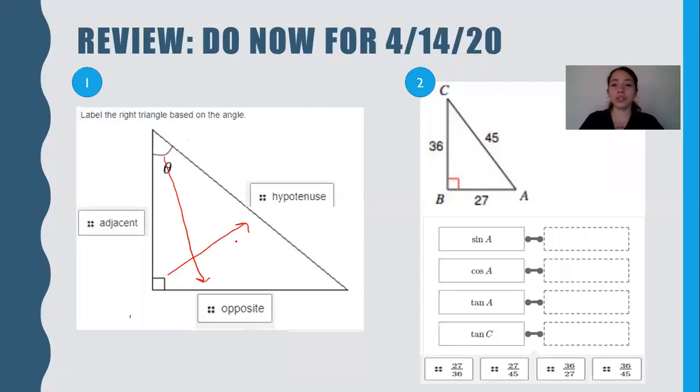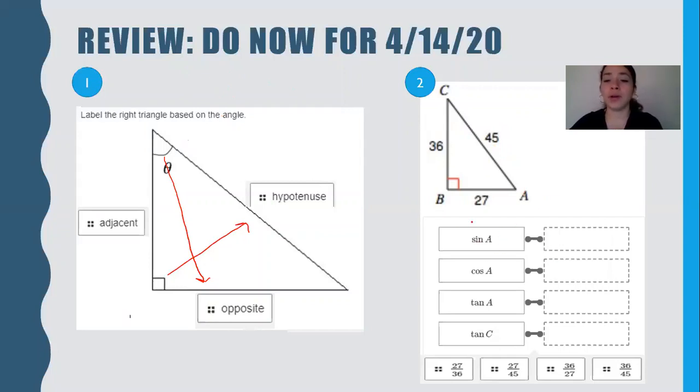Now, for the second question for your do now, you were asked to find the sine, cosine, tangent of these angles. So looking at sine of A, you didn't need to reduce or simplify anything as long as you leave it as is. It's more about being able to identify the sides.